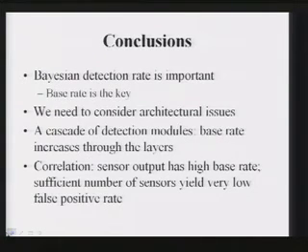Anyway, to conclude, I think we need to consider the architecture of the anomaly detection so that the Bayesian detection rate is high enough, so that you have a small enough rate of false positives, and then the two architectures would be cascade or correlation.